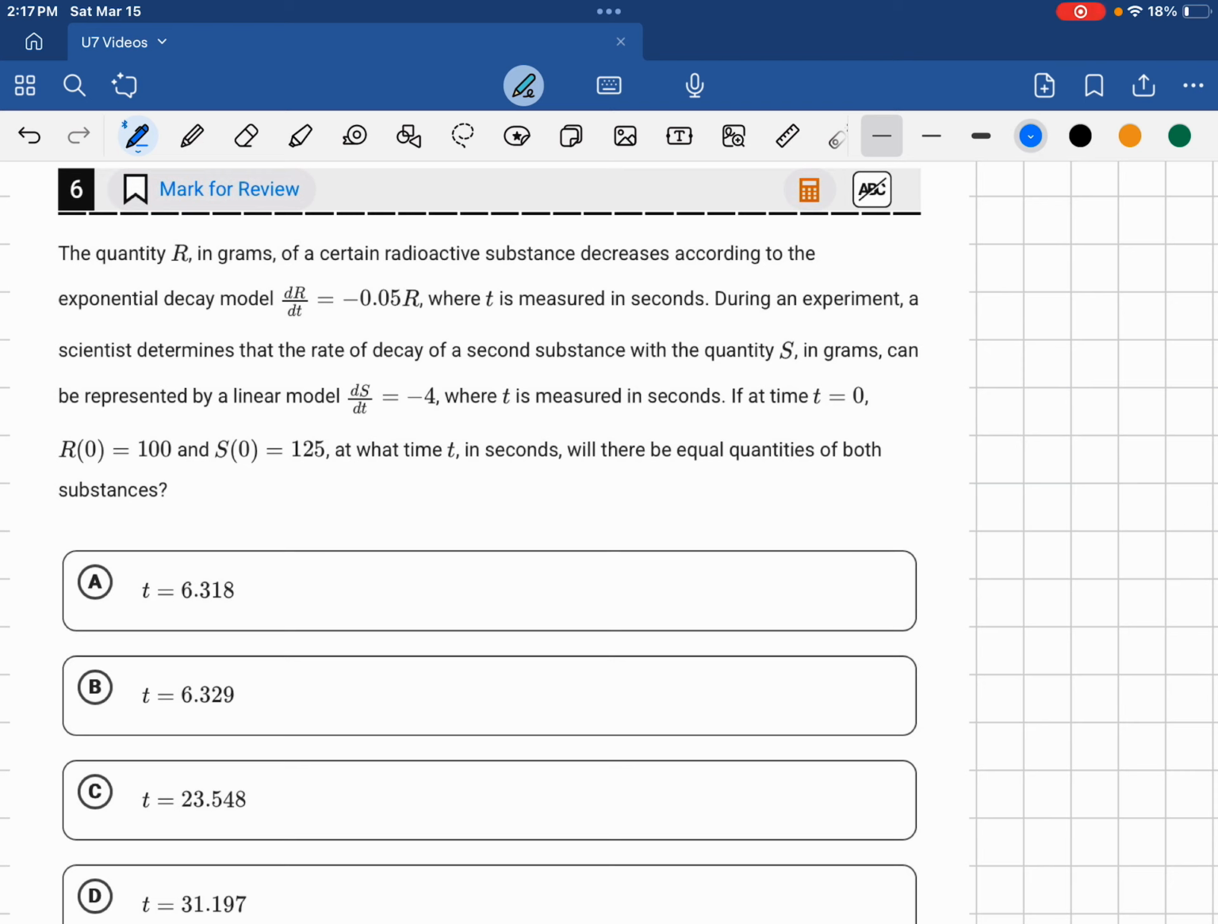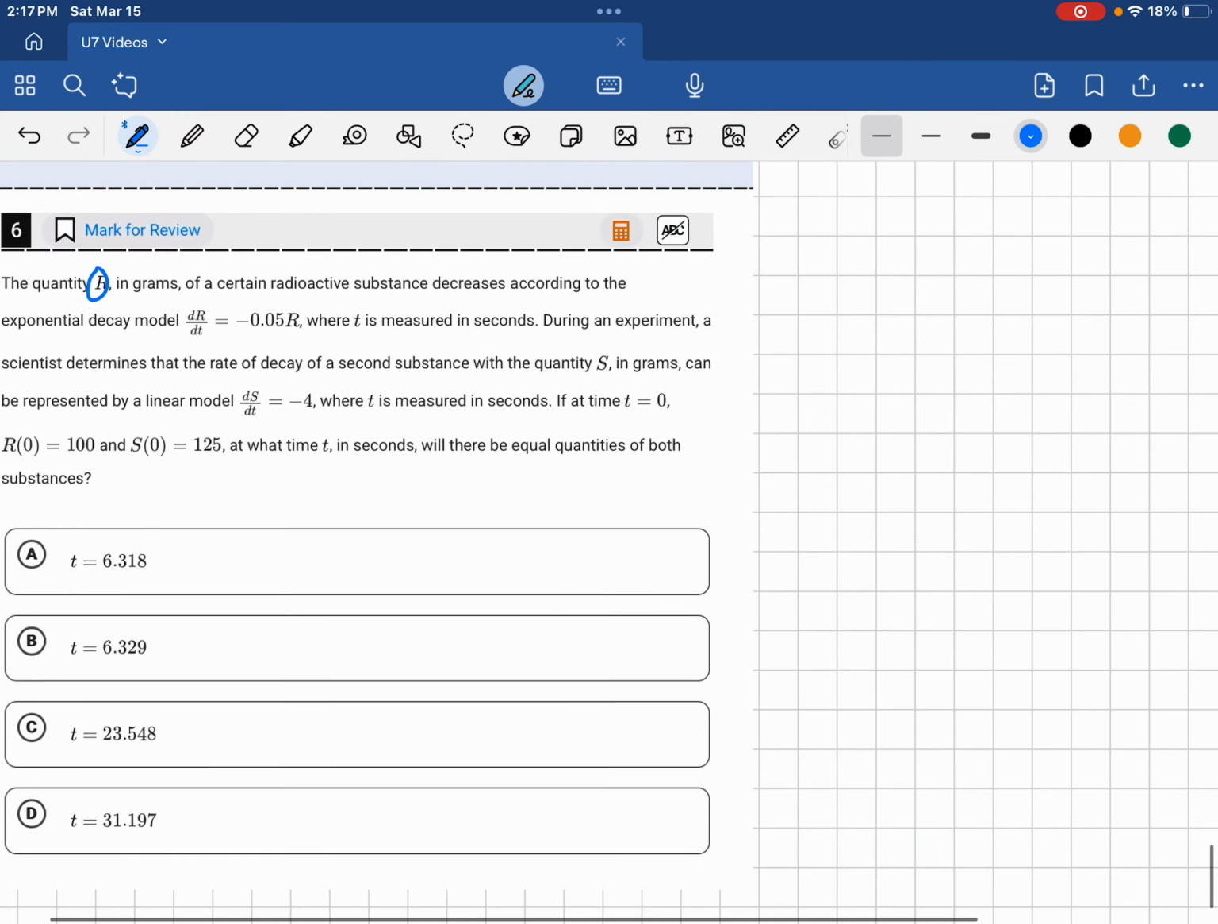The quantity R, so this is a number, in grams of a certain radioactive substance decreases according to the exponential decay model. Oh, hey, they give us the model. Love it. dR/dt equals negative 0.05 R, where t is measured in seconds. That's helpful to know, but this is multiple choice, so it doesn't really matter.